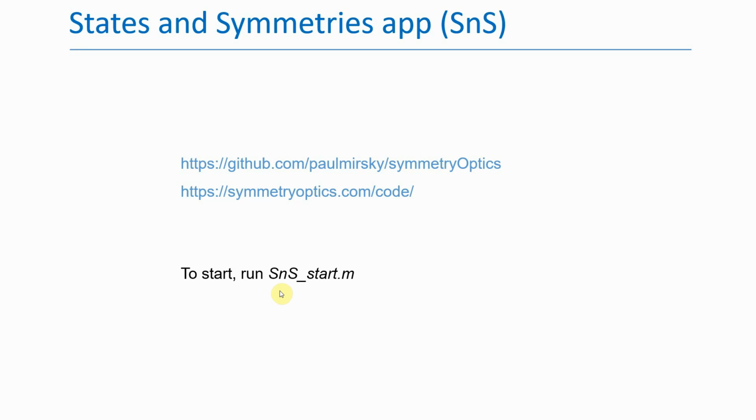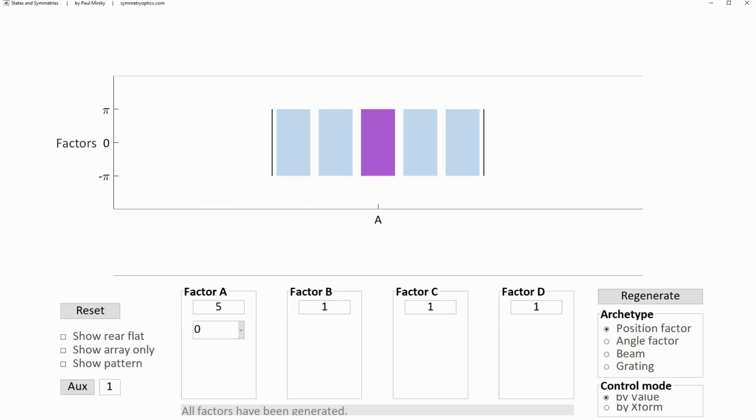To start the app, open the file sns_start.m and press Run. Let's look at the important elements of the screen. On the right, there's a panel marked Archetype. There are 4 choices: position factor, angle factor, beam, and grating. Right now, position factor is selected.